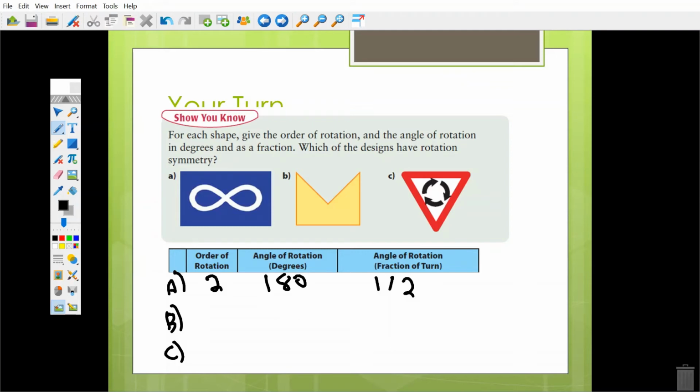For this next shape here, the only time it's going to look like itself is when it gets back to the beginning. The order of rotation is 1. The angle of rotation is 360. And the fraction is just 1.